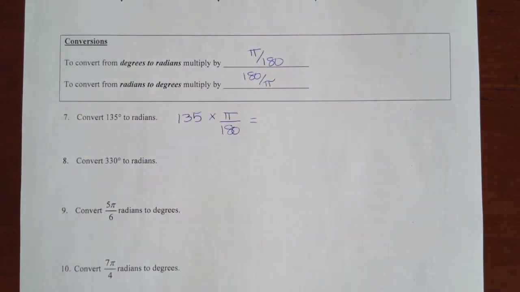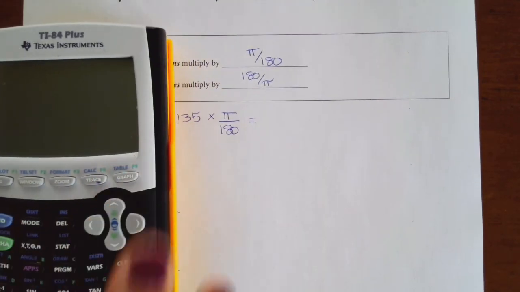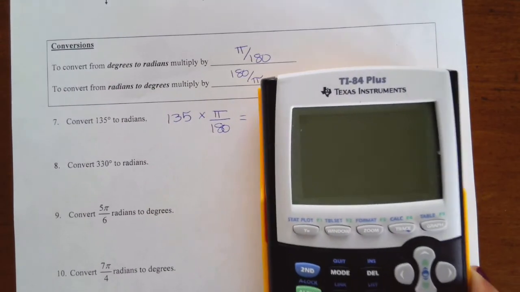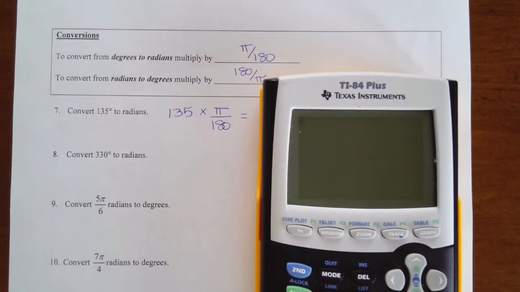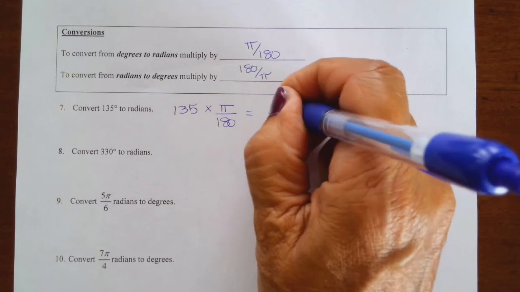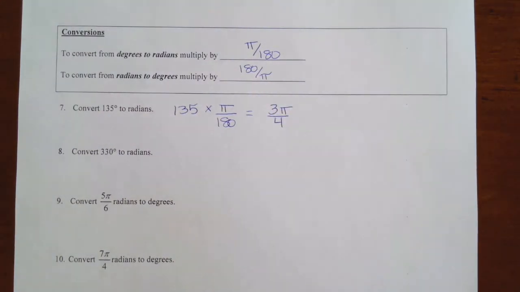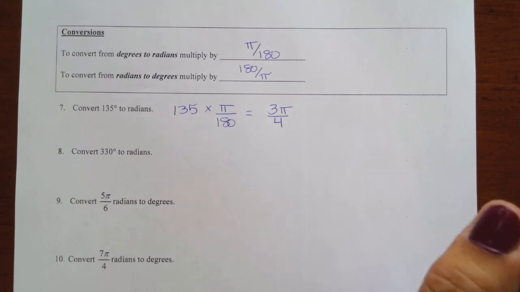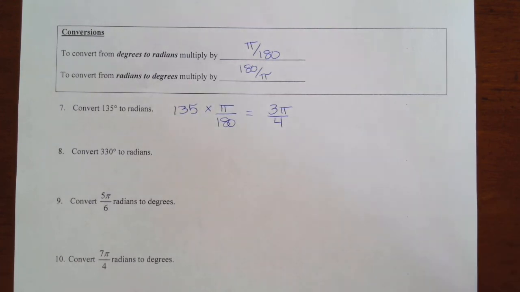So when you do this in your calculator, you're just going to put in 135 divided by 180. You can see that a little better. Don't put pi in your calculator. So we're just going to do 135 divided by 180. Hit enter. You'll get a decimal and then just switch it back to a fraction, math 1, 3/4. So we're going to write this as 3 pi over 4. Okay, I do not want the decimals. Unless the problem specifically says decimal, you have to give an exact answer, and exact answers have either radicals in them or pi in them.